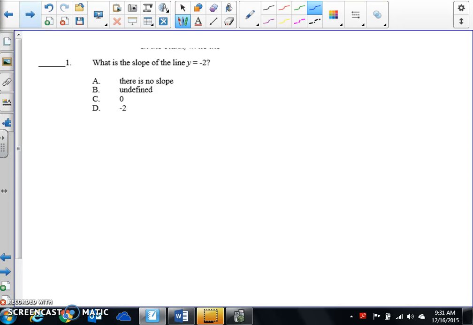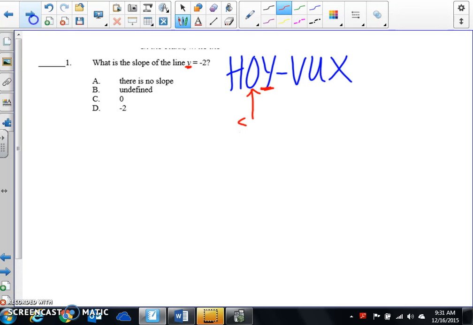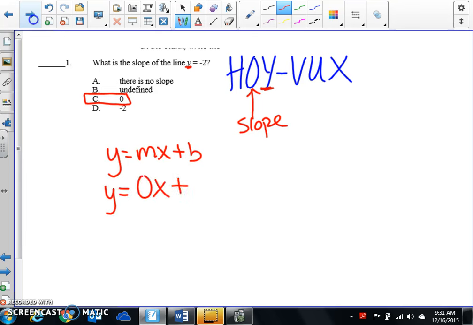All right, what is the slope of the line? Y equals, da, da, da. So I'm thinking y equals mx plus b, okay? But you don't even have to do that. If you think HOY-VUX, this is a y equals, and remember that middle is always your slope. So that is a 0 slope. You could also think, if you want to put it in y equals mx plus b, y equals 0x plus a negative 2. So that's 0, right? But HOY-VUX is just the most straightforward way.